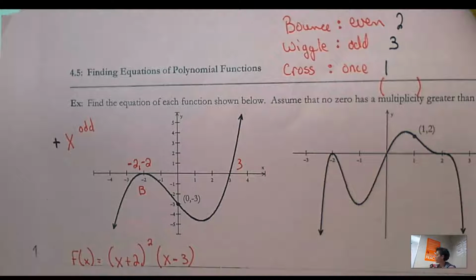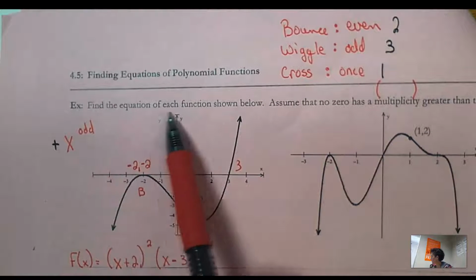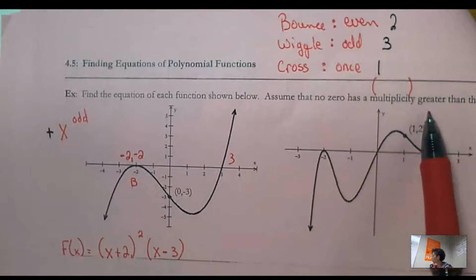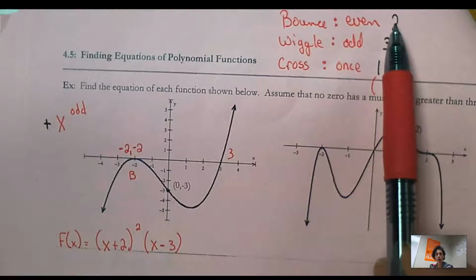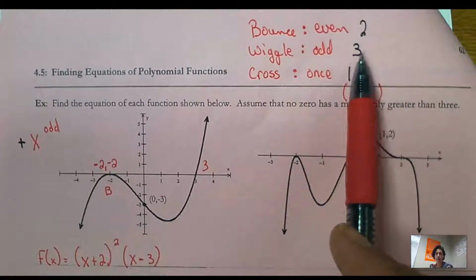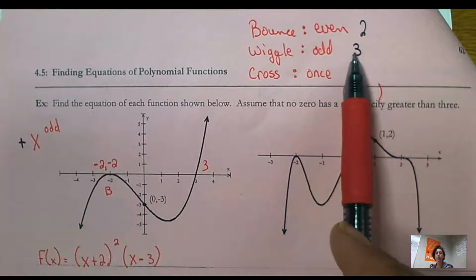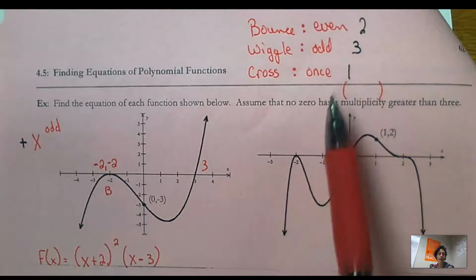So this is a reminder up here. It does say here, find the equation of each of the functions shown below. Assume that no zero has a multiplicity greater than 3. That just means when we're looking at the bounce, wiggle, cross, that the highest number of times any answer is ever going to show up is 3. Don't do any more. So our biggest odd number will be 3, which means our biggest even number will be 2, and then 1 falls in there.